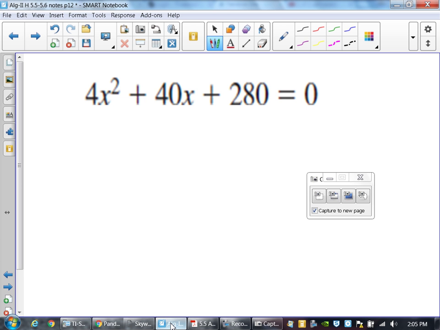The only way you can complete the square is if your A value is 1. Okay? It's the only way you can do it. So you have to divide everything by 4. And by doing this to both sides of the equation, you're keeping everything balanced. That's the only rule you have to worry about when you're completing the square and your A value is not equal to 1. What's 0 divided by 4?